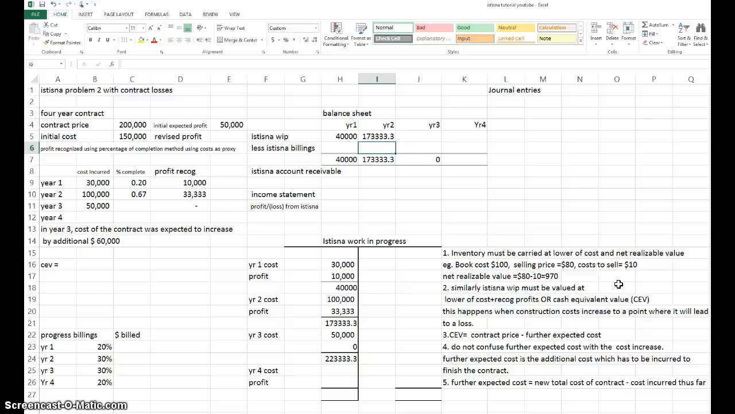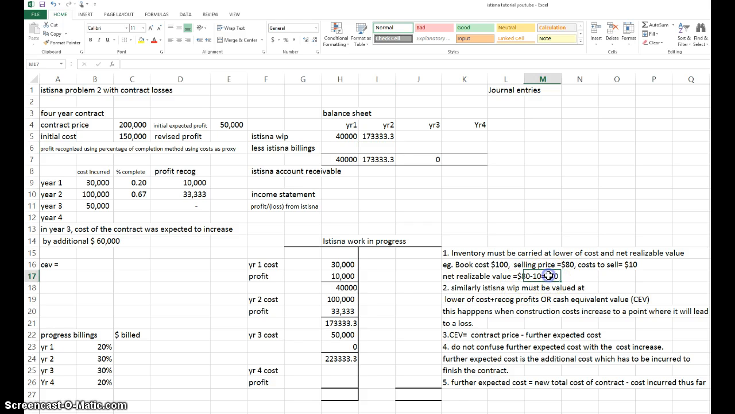However, let's say after some time nobody bought this book. The selling price of the book currently is $80 only, and we have to deliver the book to somebody, and that will cost us $10 to sell. So we calculate something called net realizable value, which is the selling price, now $80, minus another $10 we have to incur.